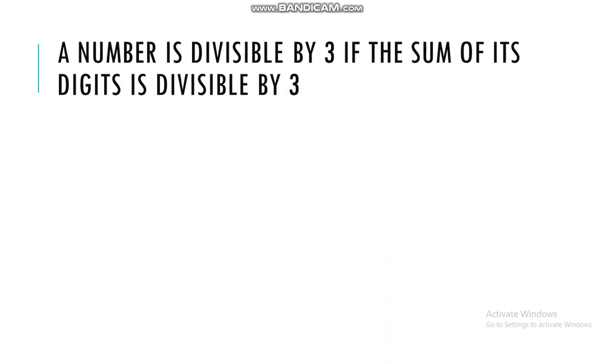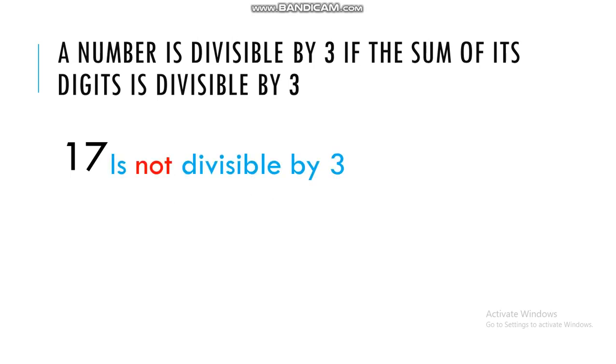Next, how can we tell if a number is divisible by 3? Well, a number is divisible by 3 if the sum of its digits is divisible by 3. Let us see how we can apply this rule in an example. Is 17 divisible by 3? The rule says to add its digits. So, 1 plus 7 is equal to 8. Is 8 divisible by 3? Is 8 a multiple of 3? Is 8 in the multiplication table of 3? Is there any number that you multiply by 3 to get 8? No. This means that 17 is not a multiple of 3, or 17 is not divisible by 3.